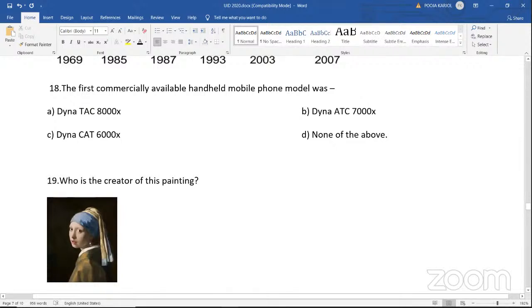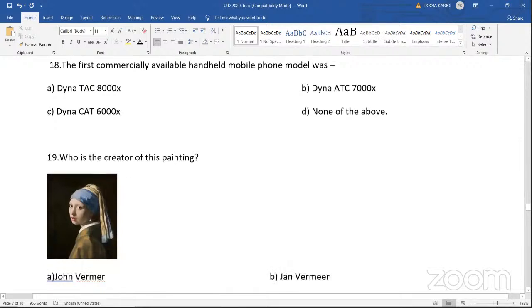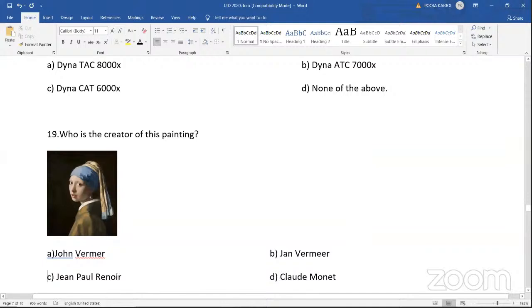Okay, do you guys know this one? I'll give you the options. Yeah, first one, right? John S. Wilmer. What is the, do you guys know the name of the painting? Girl with a pearl earring. Girl with a pearl earring. It's John Wilmer, which is option A. Okay. What about the other three?